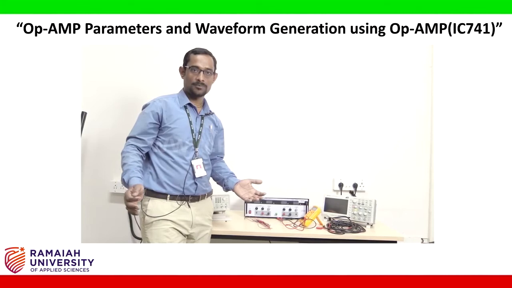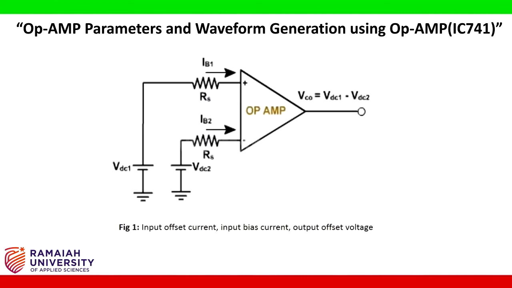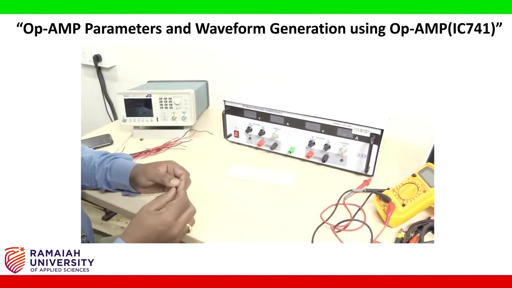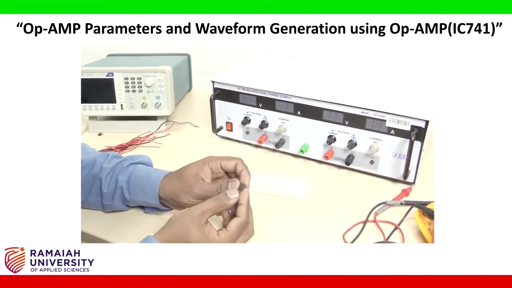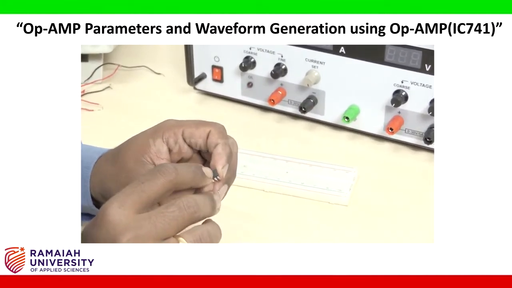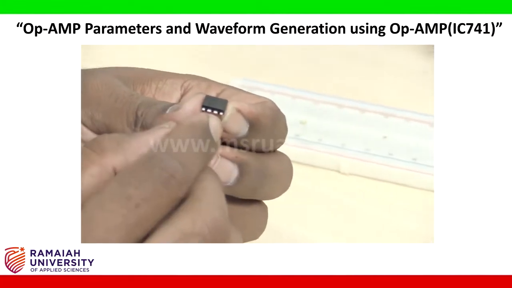Now let us start with the experiment, to measure the input bias current, input offset voltage and input offset current. Let us start the experiment connection based upon the circuit diagram. Okay, this is the 8-pin IC I am going to use. So this is the notch. This is the start of pin number 1 to 4, 5 to 8.